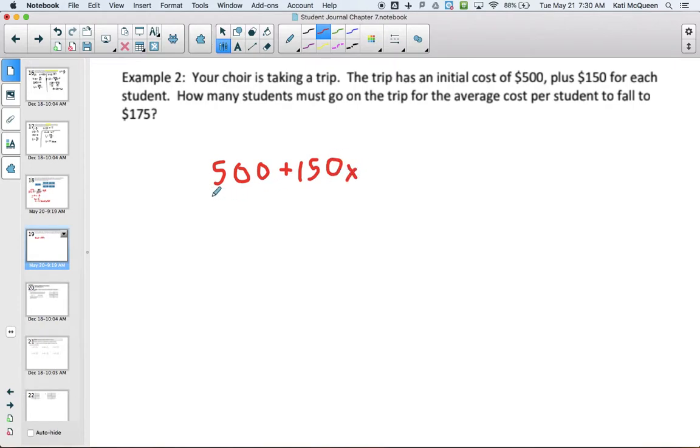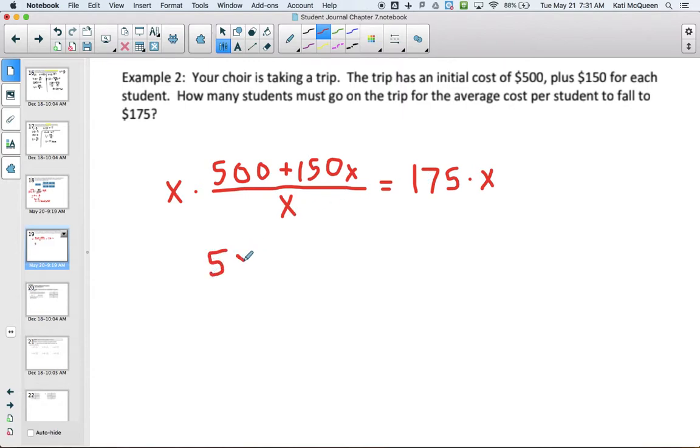We're just going to call that x. Divided by, so the average, this is the total cost. I would need to divide that by how many people are going, which is just x because we don't know what that is. And we want the average to be 175. Then solving, I'm going to multiply each side by x. These are usually pretty simple to solve. It's just making sure you get them set up correctly.